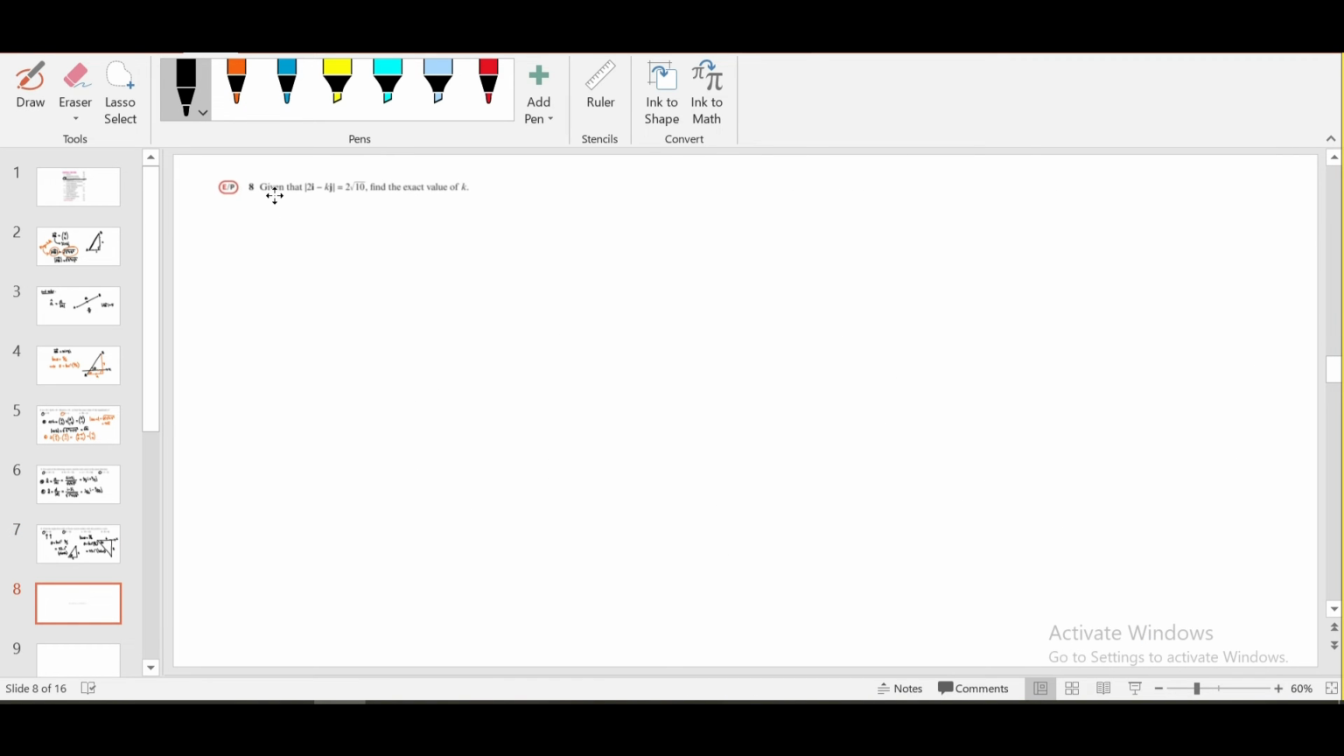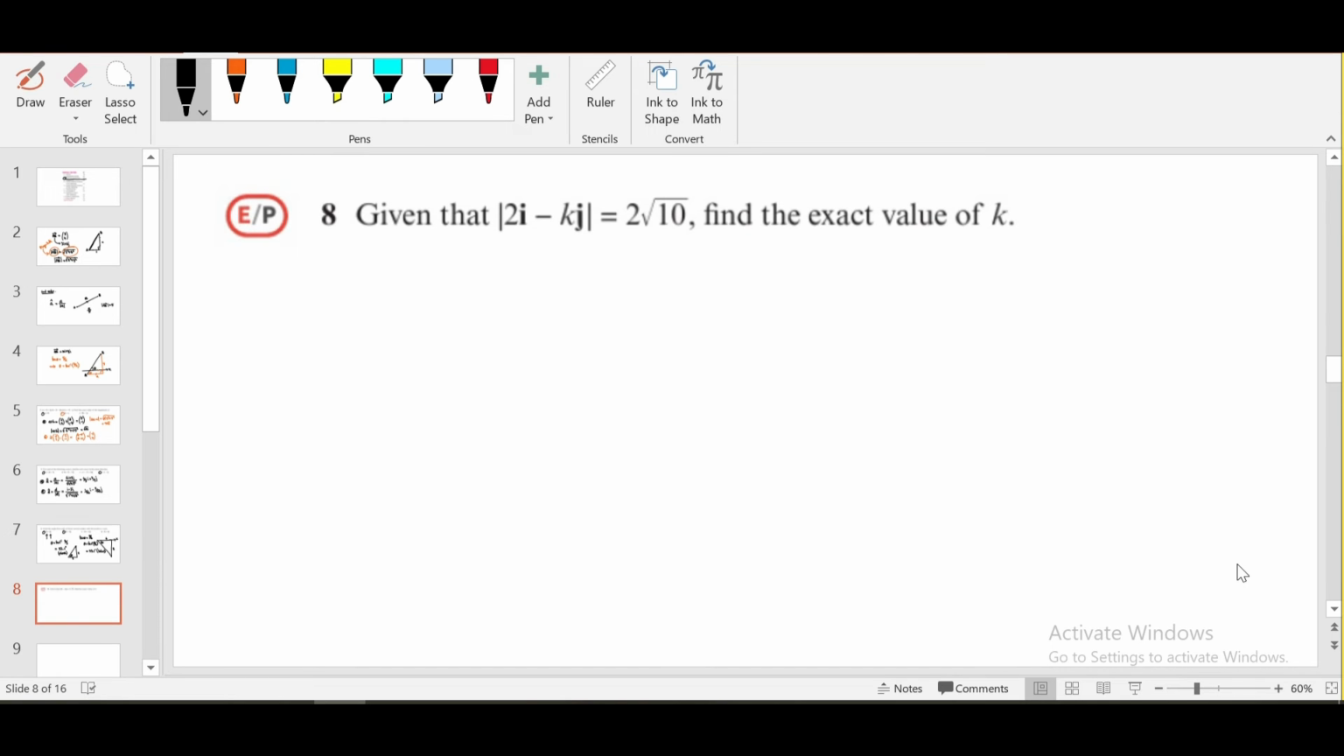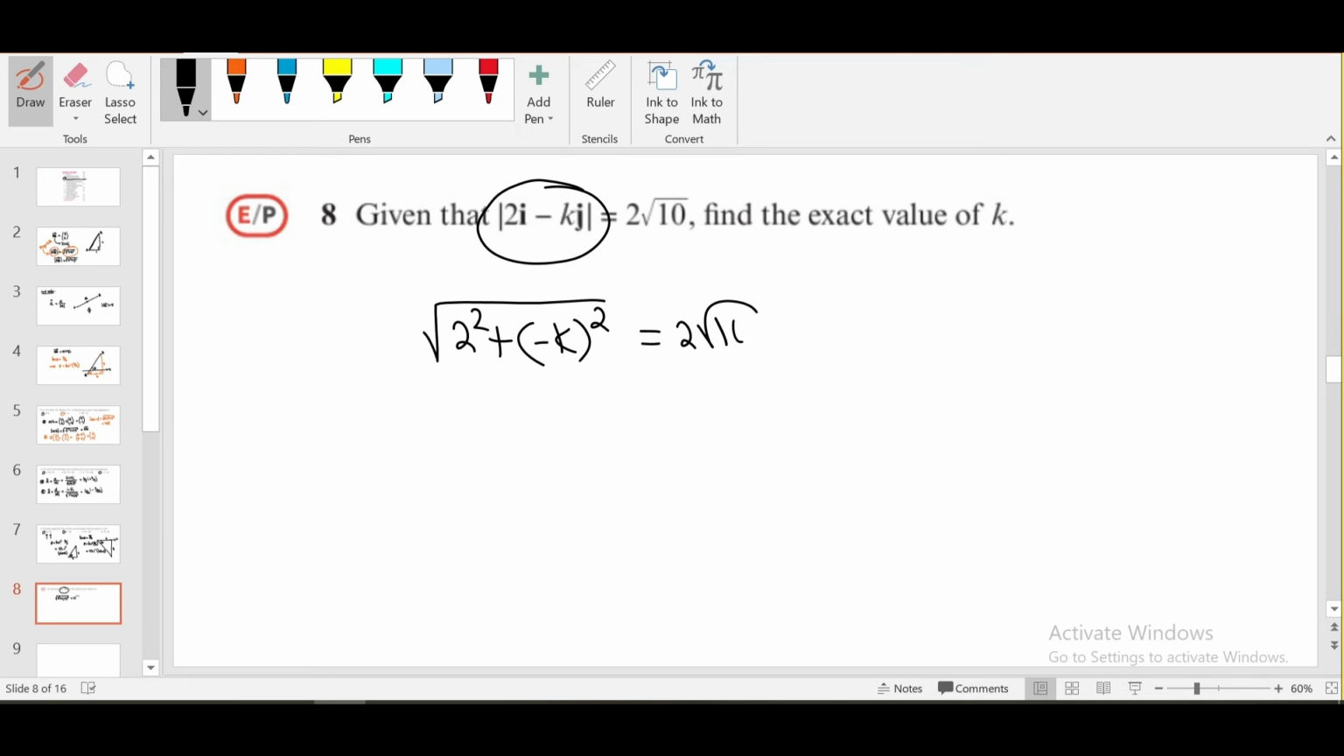Question number 8. Given that the modulus of 2i minus kj is 2 square root of 10, find the exact value of k. How do we find the modulus of this vector? Square root of 2 squared plus minus k whole squared, right? That's how you find the modulus of any vector. So it's going to be 4 plus k squared is equal to 2 square root of 10.